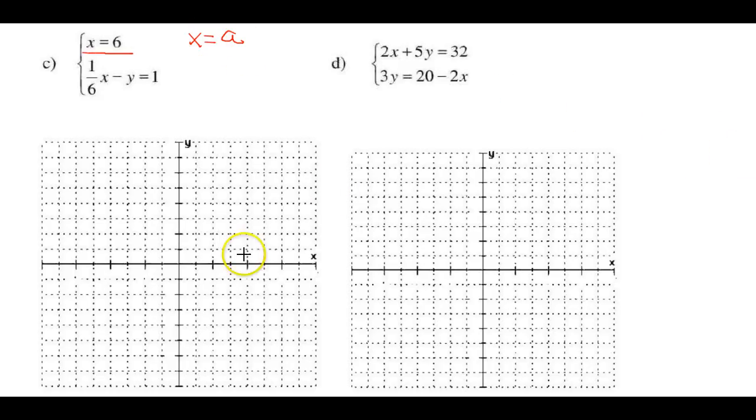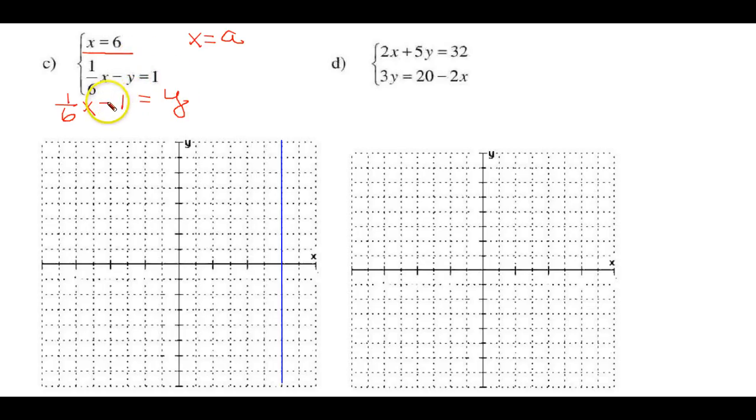So I can sketch that right in at 6. 1, 2, 3, 4, 5, 6. There's this line. And now I have to solve this, let's say, for y. And all I have to do there is put the y over on this side and put the 1 over there and change signs. So I transpose the 1.